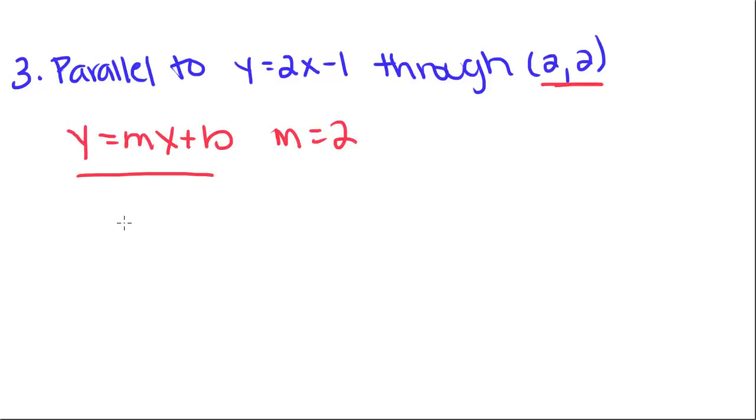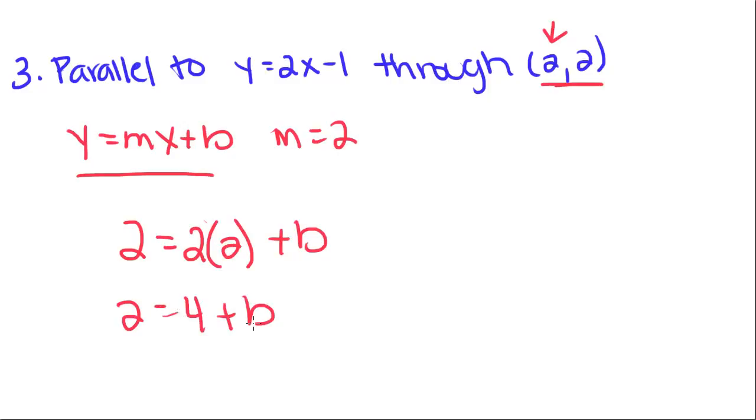So 2 is equal to 2 times 2, this one's this 2, plus b. So 2 is equal to 4 plus b. If you subtract the 4 over, you get b is equal to negative 2. So the equation of the line parallel to y equals 2x minus 1 through the point (2, 2) is y is equal to 2x minus 2.